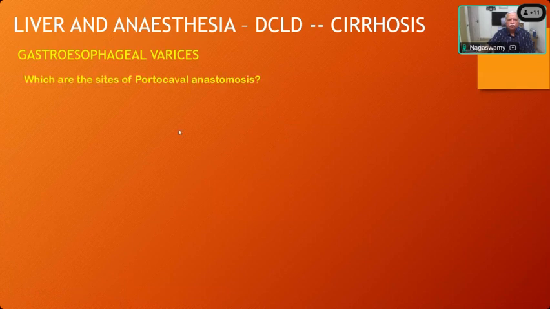Gastroesophageal varices. What are the sites of portal systemic anastomosis? This is a very common question they will ask you. What are the locations where there will be a communication between the portal vessels and systemic vessels? Around the umbilicus, caput medusae, and lower end of the esophagus.